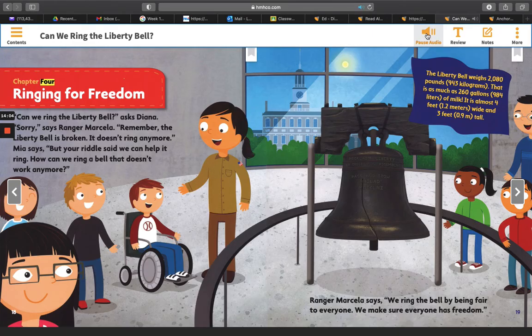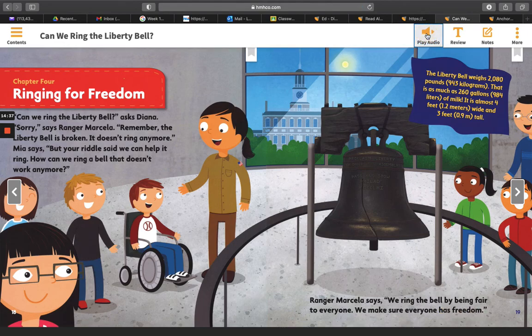Chapter 4. Ringing for Freedom. "Can we ring the Liberty Bell?" asks Diana. "Sorry," says Ranger Marcella. "Remember, the Liberty Bell is broken. It doesn't ring anymore." Mia says, "But your riddle said we can help it ring. How can we ring a bell that doesn't work anymore?" Ranger Marcella says, "We ring the bell by being fair to everyone. We make sure everyone has freedom."